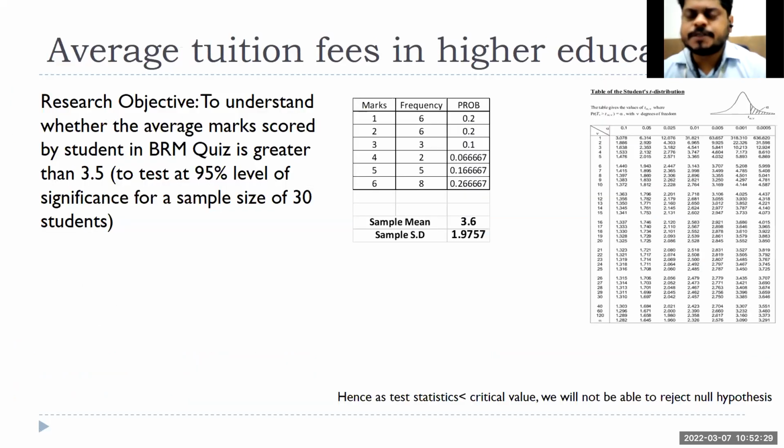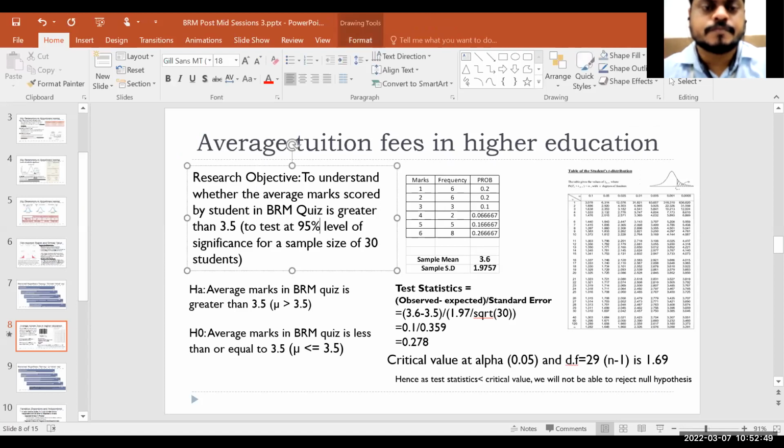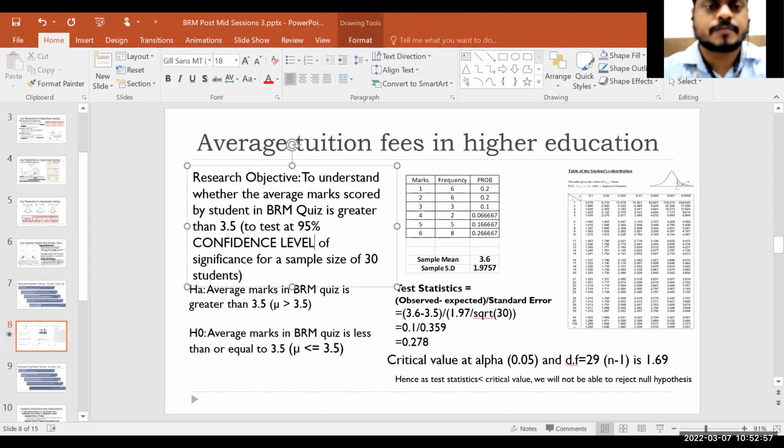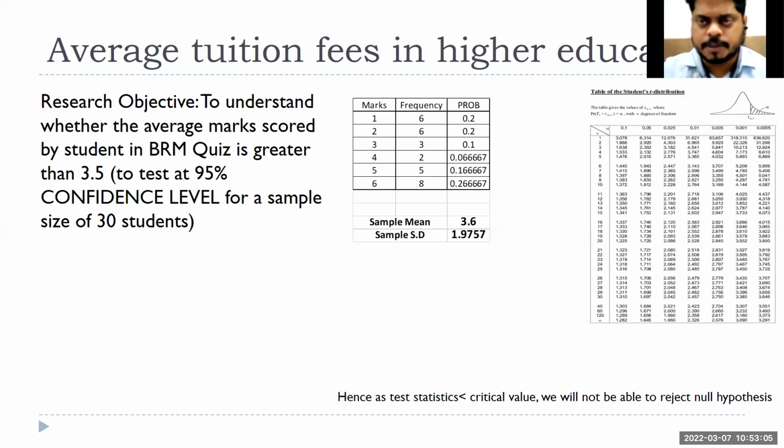So my research objective is to understand whether the average marks scored by students in the BRM quiz is greater than 3.5, right? And I'm testing at a 95% confidence level. So I want to carry out this study at a 95% confidence level.